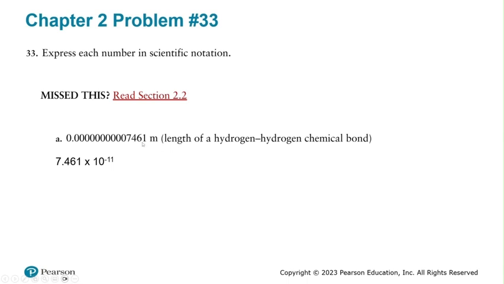So we'll go to the first one. Since we have to move this decimal place 11 numbers to the right to get the decimal behind the 7, we're going to have 10 to the minus 7. 7.4 is much larger than this very small decimal.